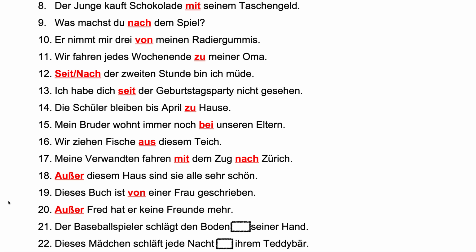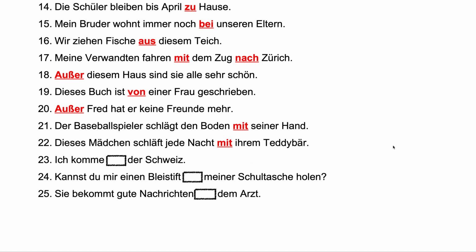Der Baseballspieler schlägt den Boden blank seiner Hand. The baseball player hits the ground, something his hand. I would use here mit, so the baseball player is hitting the ground with his hand, but that's kind of the only one that really makes any sense here. Dieses Mädchen schläft jede Nacht blank ihrem Teddybär. This girl sleeps every night with her teddy bear. That is, mit ihrem Teddybär.